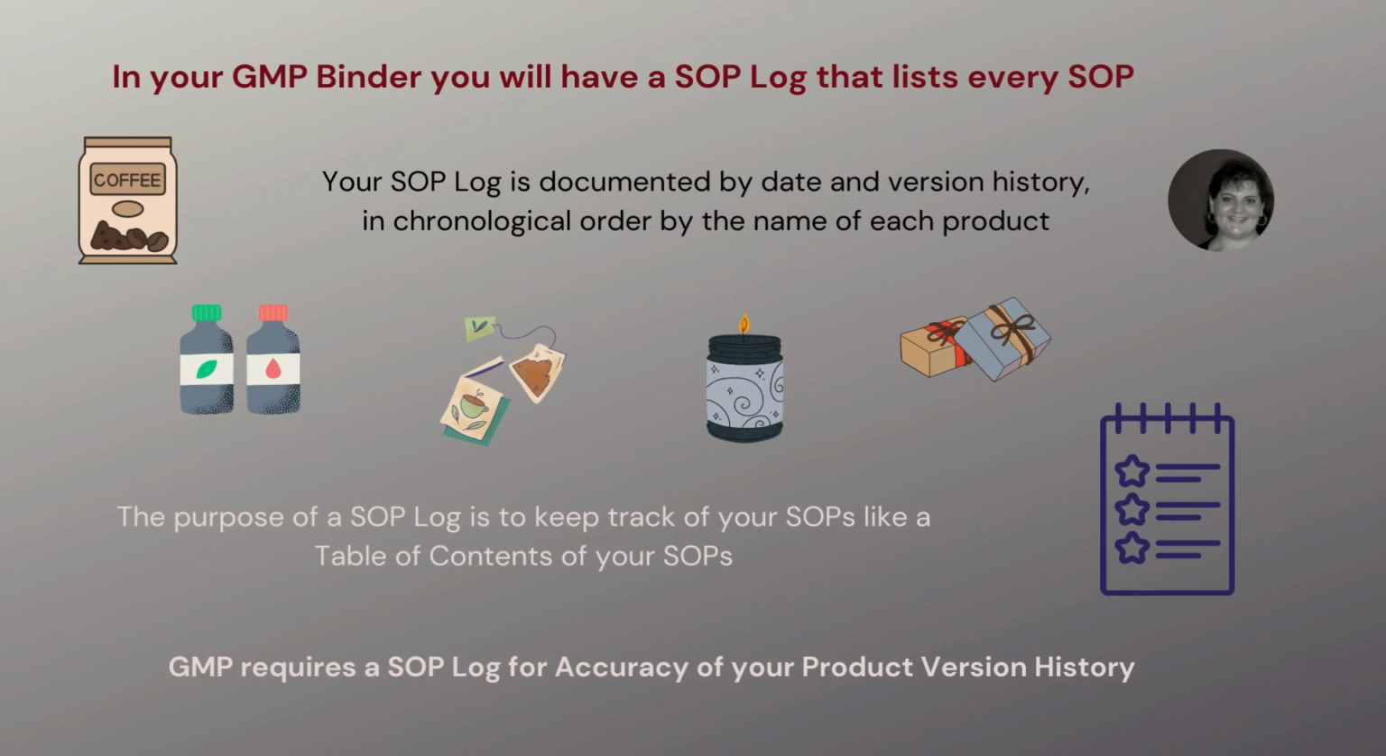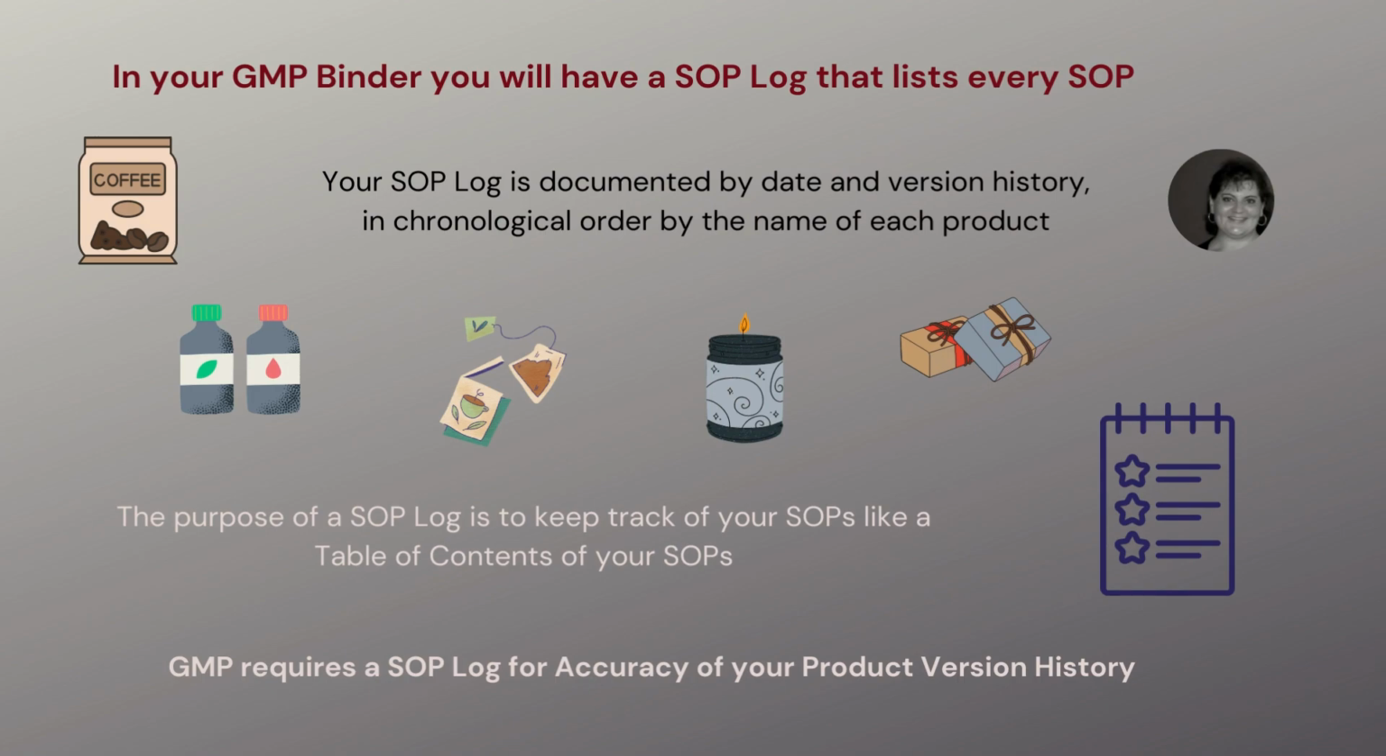GMP requires an SOP log for accuracy of your product version history. And your version history provides clarity for your products when your ingredients are changed or for whatever reason. Now, you might make a batch without essential oils or a batch substituting another ingredient. And GMP requires that your version history is clearly documented in order to match your SOP and your SOP log.